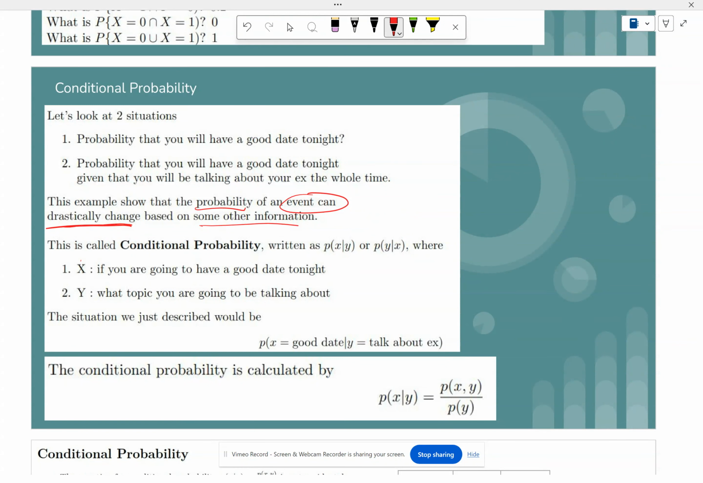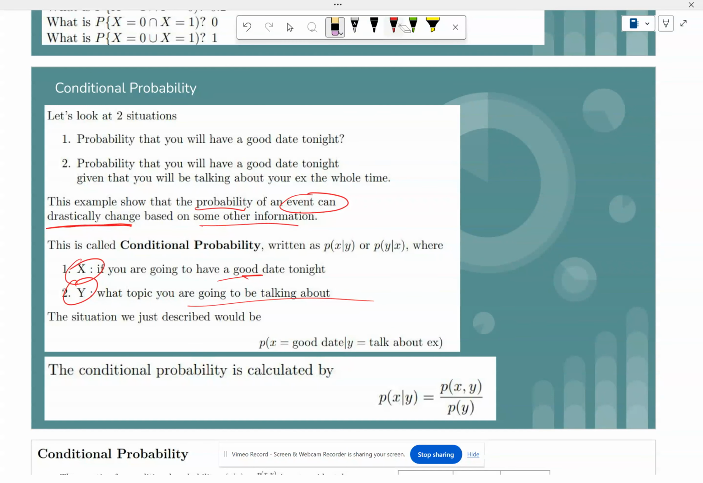So let's say X is whether you're going to have a good date or not, and Y is the topic which you're going to talk about. So based on this situation, we will ask questions such as, what is the probability that X is a good date given that you talk about your ex, right? I should have used capital X, capital Y. So again, this symbol here is "given".